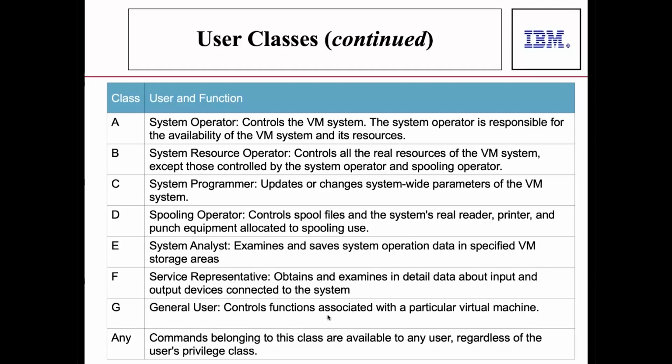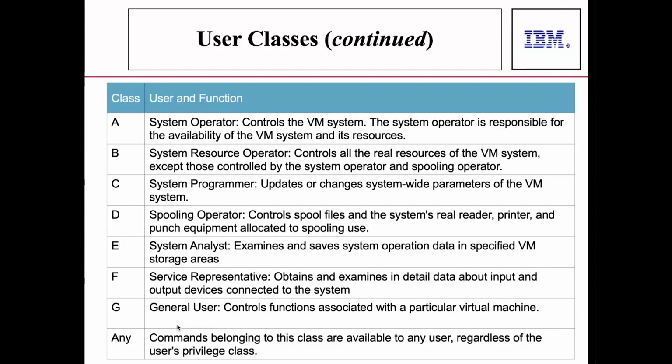And here's my general user class. So you can control your virtual machine, and if you don't have any of these other privileges assigned to your user ID, because you can have multiple privileges, you're not stuck with just one, then you can't really do anything to the real system. There are some what are called Class Any commands, like to log onto the system. It's a Class Any command. You have to be able to log in no matter who you are, and you really have no privilege at that point. There's not too many of those, but those do exist.